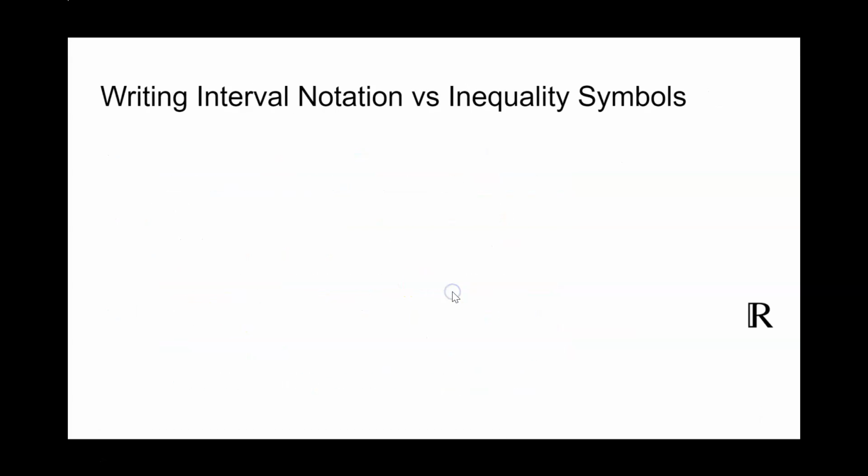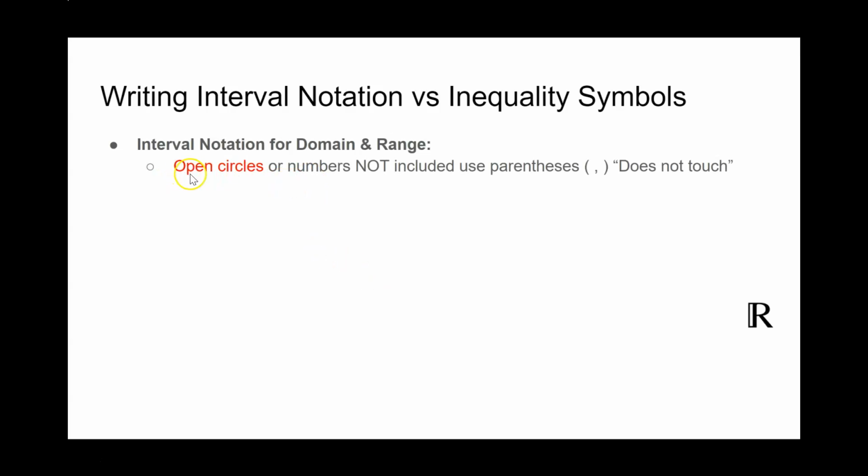Before we go through the examples, let's talk about the interval notation. If you see an open circle or numbers here not included, that means we're going to be putting parentheses around it. An open circle means that the graph does not touch it. It can go near it, but never touches it. That's what an open circle means.